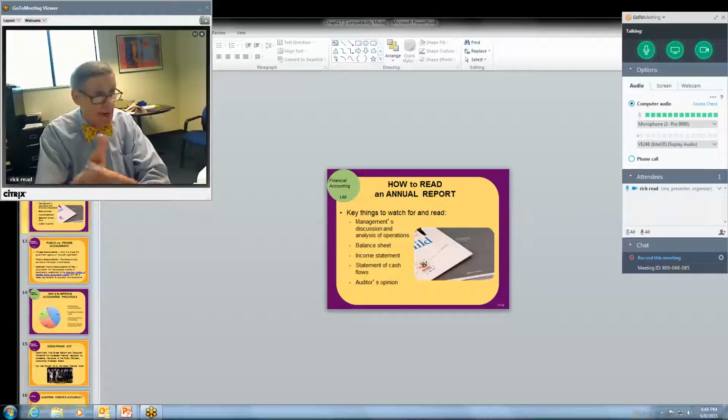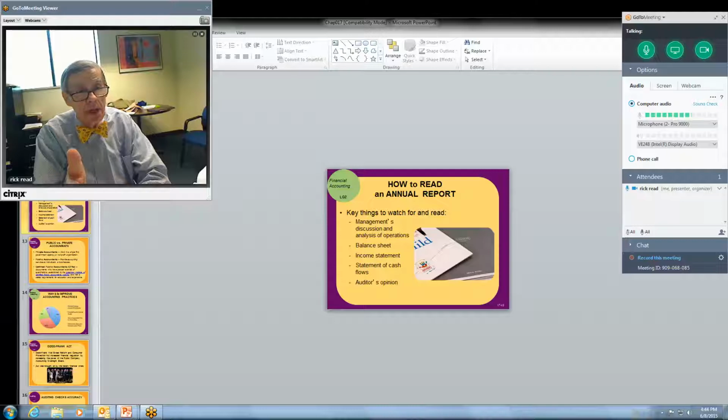And then you have the balance sheet, the income statement, the statement of cash flows, and as I mentioned here, the auditor's opinion. And I linked that up with the management. And yes, as they have it here, the auditor's opinion will be separate. But it's important to know that the auditor's opinion is part of this annual report. And it probably should be as important reading as the rest of it.